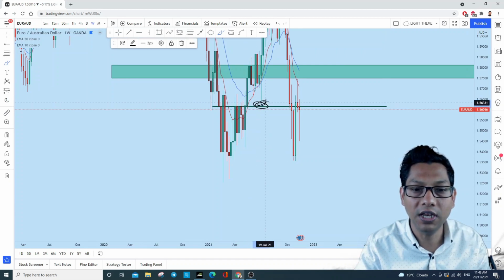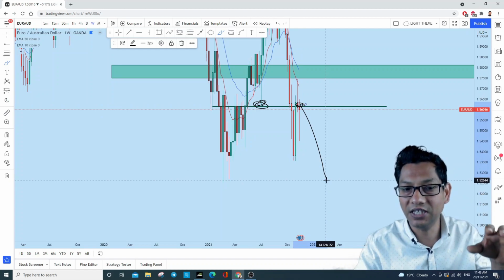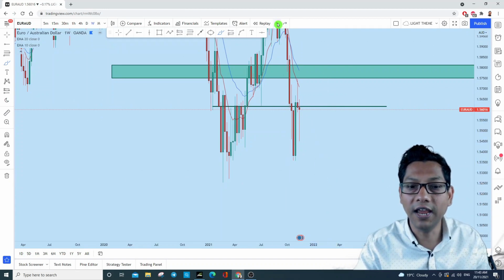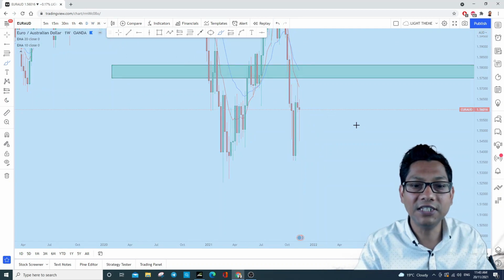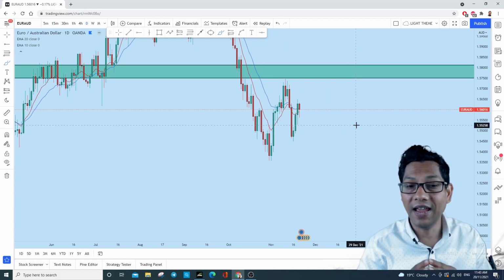This is an important weekly level of resistance here, and from here we can expect this instrument to drop and create a new lower low. Now let's go to the daily time frame to see how we can enter a trade.